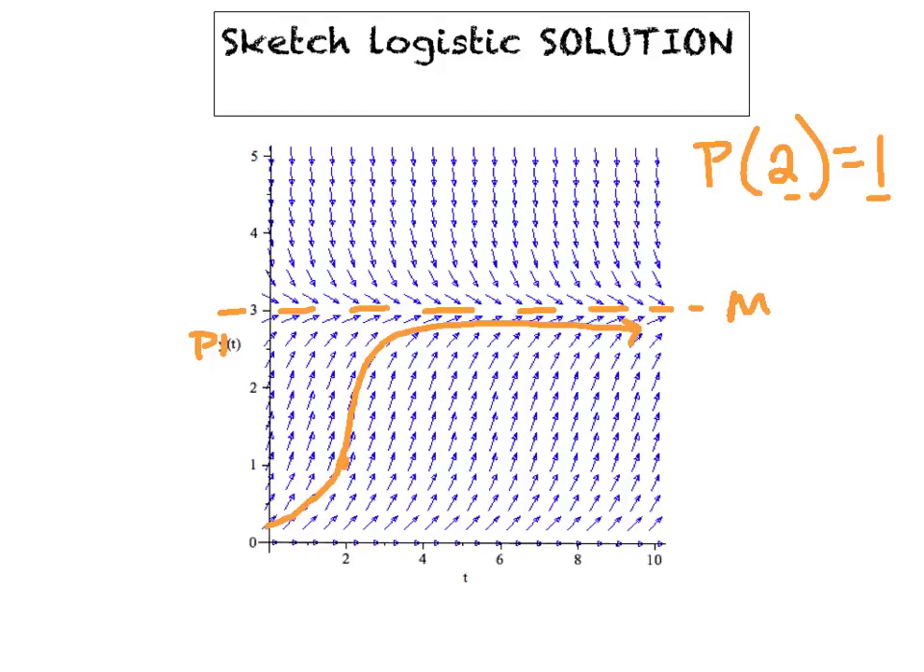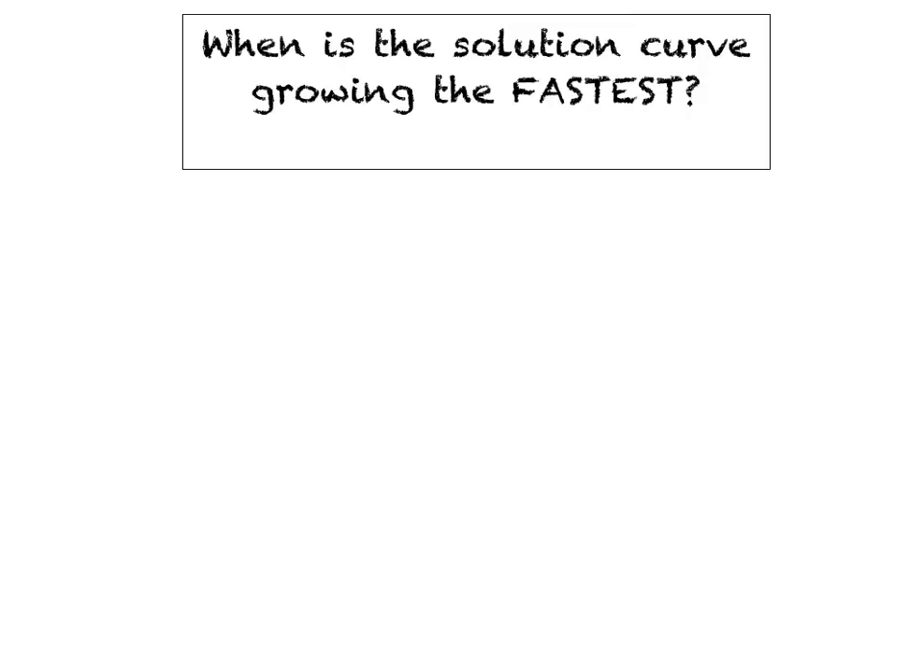Vice versa, if they had said P of 0 equals 5, we'd have started up here, drawn a curve that descended very quickly, and then became asymptotic to the line y equals 3, or P equals 3. Well, here's a very interesting question.